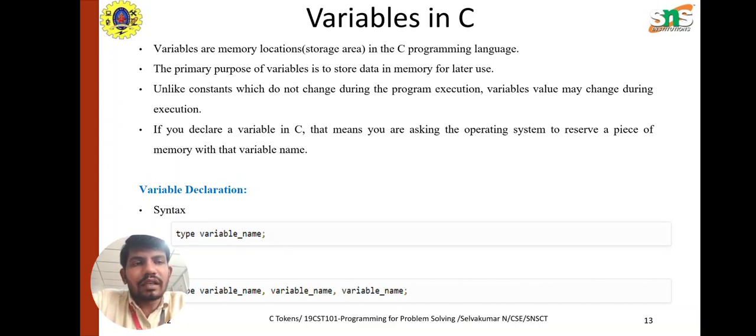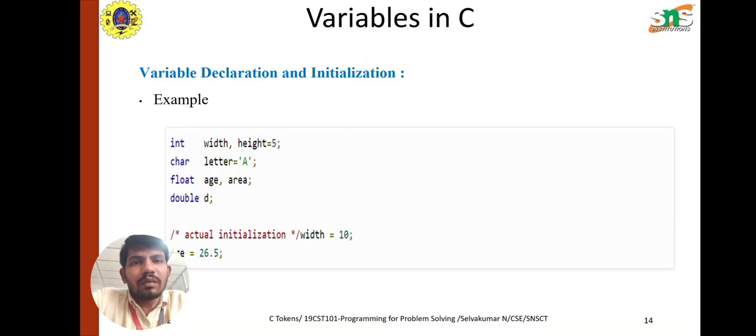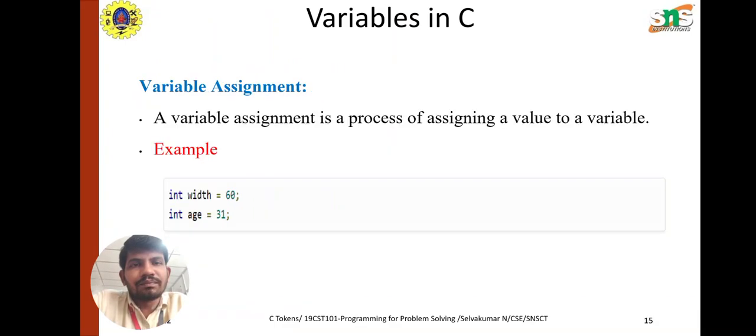The variable declaration syntax is: type variable_name, variable_name, variable_name. Variable declaration and initialization example: int width and height equal to 5; char letter equal to 'a'; float age, area; double d. The actual initialization of width is 810, and so on, for example 26.5 degrees Celsius.